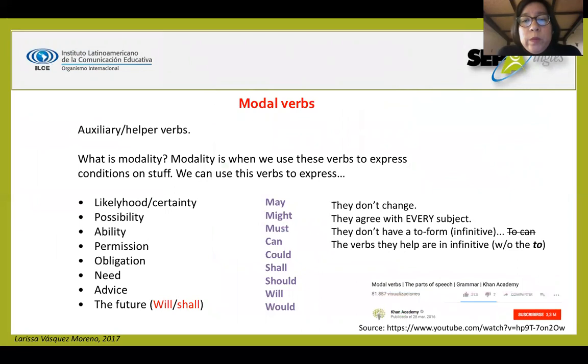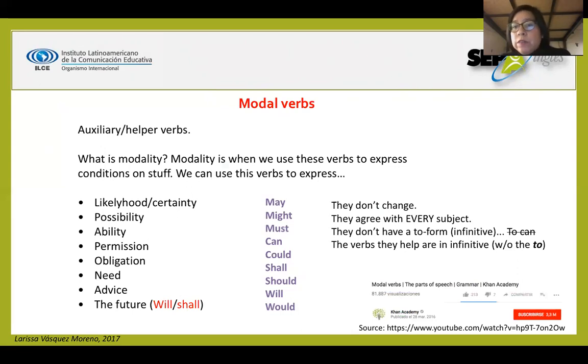Okay, so here with the use of must, we are entering a zone of certain very special verbs that are called modal verbs. They are auxiliary helper verbs, and they help us express several conditions about stuff. Okay, what can we express with modal verbs? Likelihood, certainty, possibility, ability, permission, obligation, need, advice, and we can also use them to express the future.